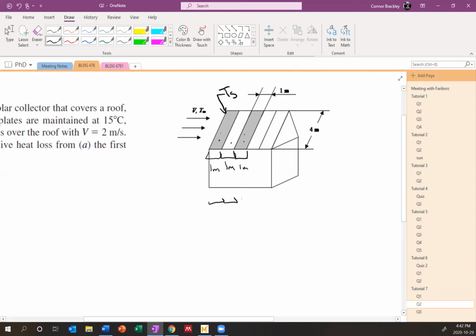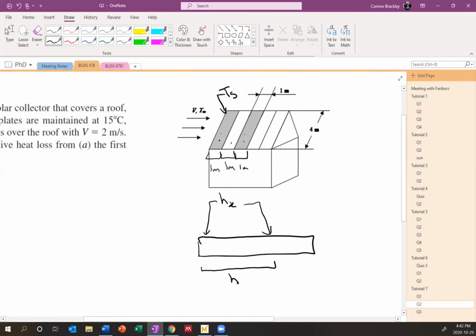Not the best picture maybe, but what we're going to find is that our H is going to change depending on whether we're considering the first plate, the second plate, or the third plate. The concept there is that if we have a flat plate, we actually have an H for every spot. So we have an HX here, and we also have an HX here. And what we found in the last one is you can take the integral over this and find just an average H. That's actually what we did in the last question. We were just finding an H, we weren't finding an HX.